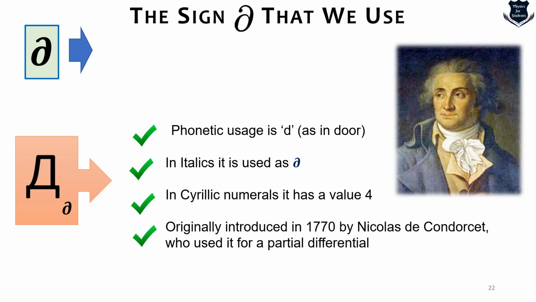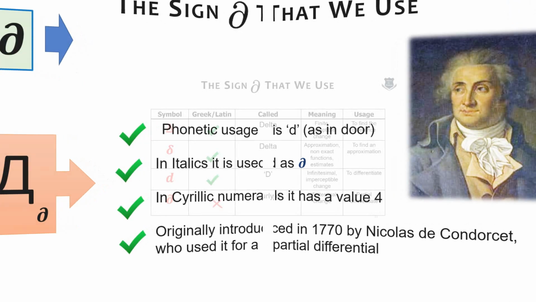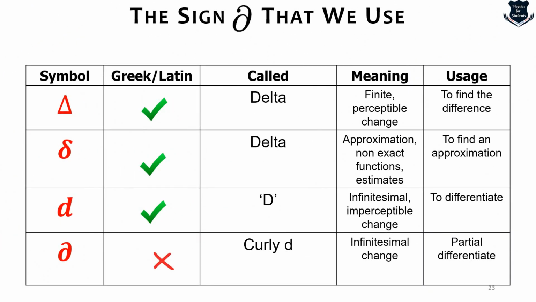We are now going to look into the original foundation of how Nicolas de Condorcet and other mathematicians discovered the usage of this partial differential equation. Here is a quick summary. Delta is for a finite perceptible change, to find the difference. This one is approximate, not an exact function. D is the infinitesimal imperceptible change, and the curly D is an infinitesimal change used to partially differentiate. A quick chart would give you an idea.